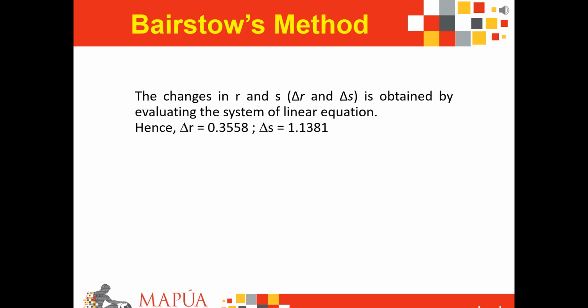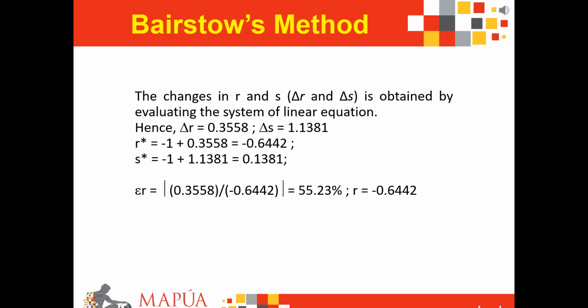Evaluating then your delta R and delta S gives us an answer of 0.3558 for delta R and a delta S equal to 1.131381. Hence, your new value R is computed to be the previous value negative 1 plus 0.3558, which leads us to a new value of negative 0.6442, and a new value of S equal to negative 1 plus 1.1381, which eventually leads us to a new value of 0.1381.